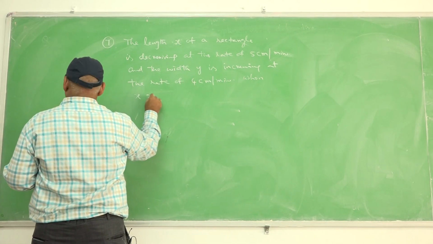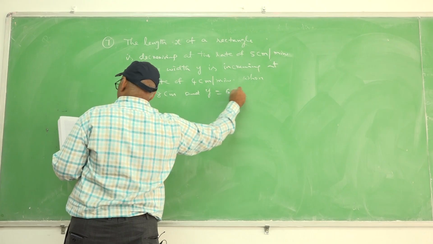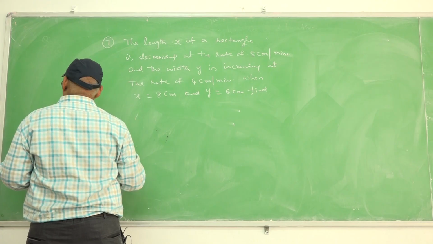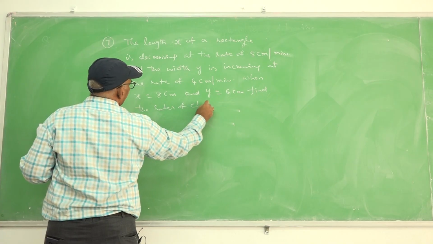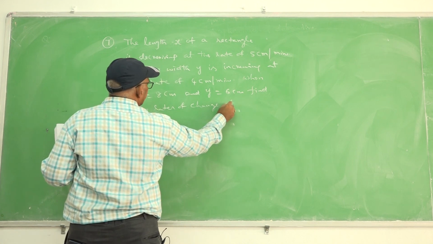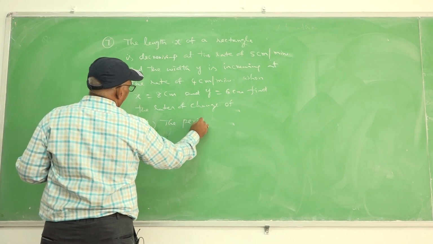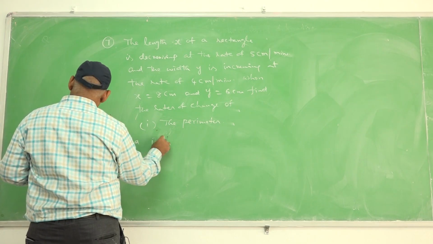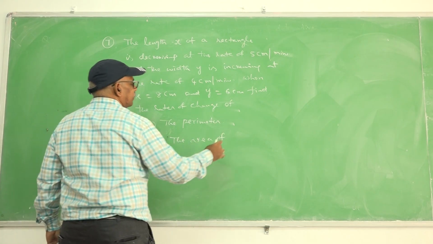When x equal to 8 centimeters and y equal to 6 centimeters, find the rates of change of, one is the perimeter and second one is the area of the rectangle.